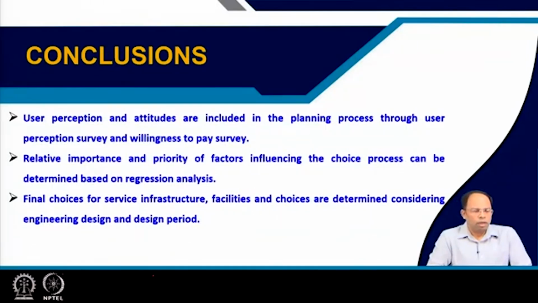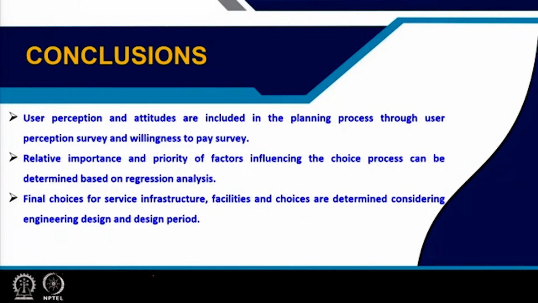To conclude, user perception and attitudes are included in the planning process through user perception surveys and willingness to pay surveys. The relative importance and priority of factors influencing the choice process can be determined based on regression analysis. Final choices for service infrastructure, facilities and choices are determined considering engineering design and the design period.